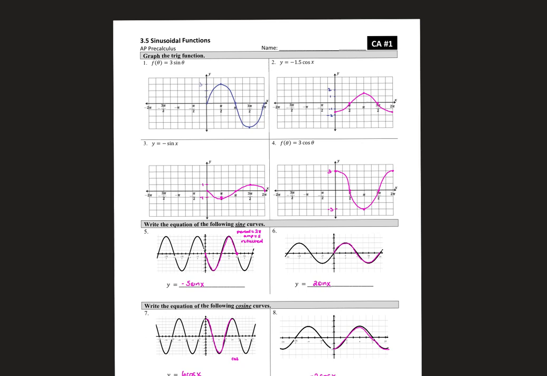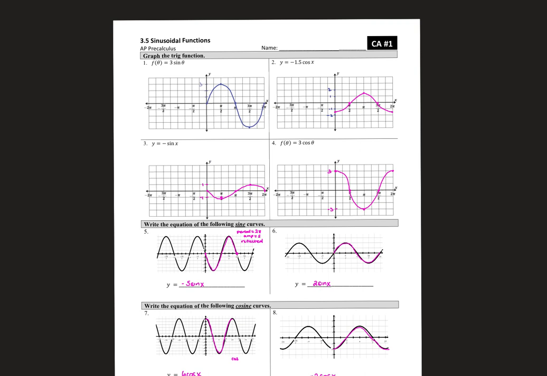I feel like between 3.5 and 3.6, the graphs eventually tended to blur together because in the beginning, we're not dealing with things like your vertical shifts and your phase shifts, and then at the end they got together. So I would say there's not a question that's just from 3.5 or just from 3.6. It's kind of a blend together.